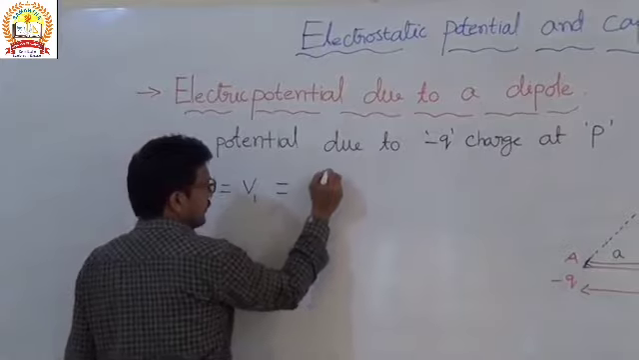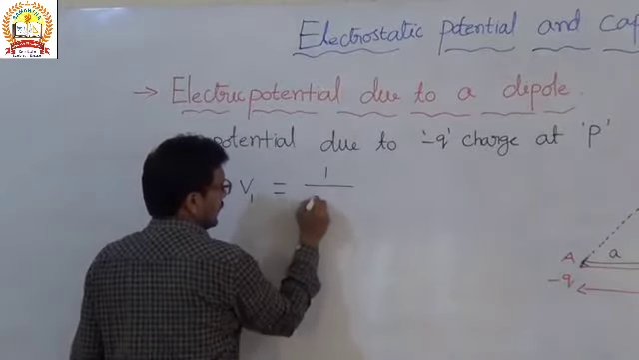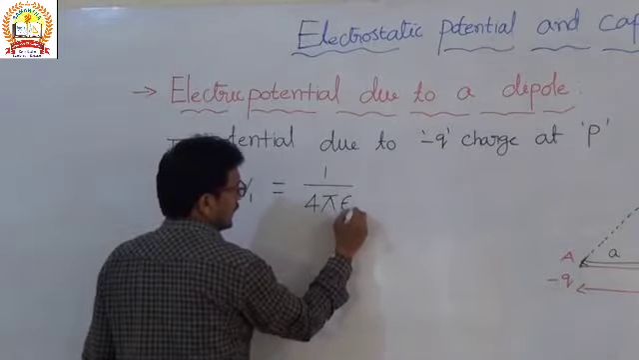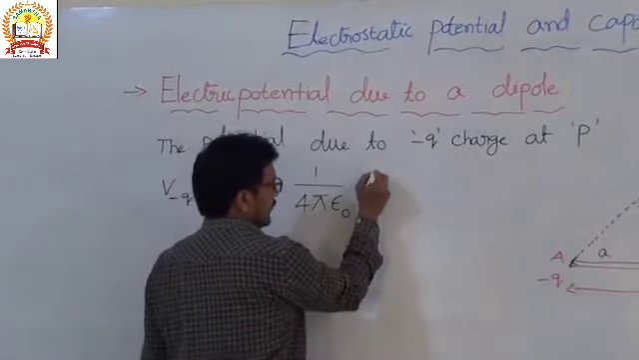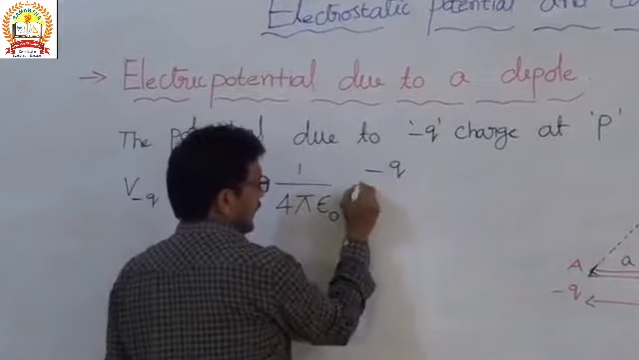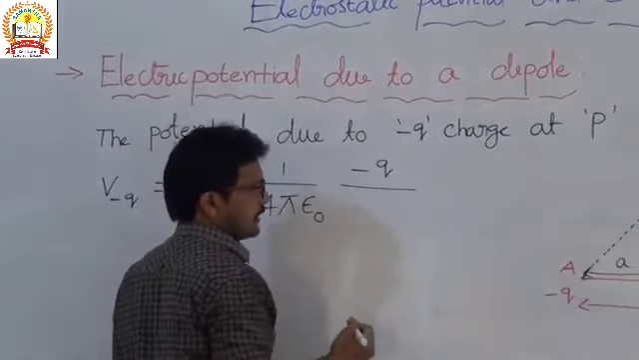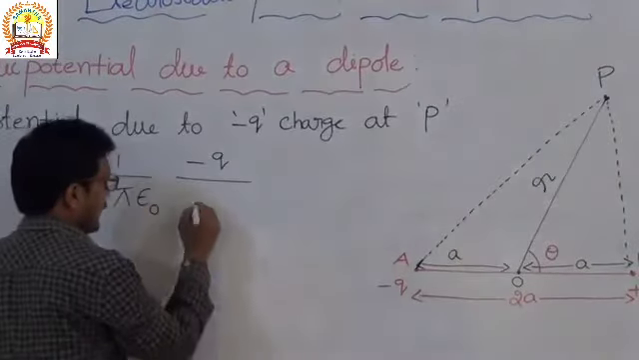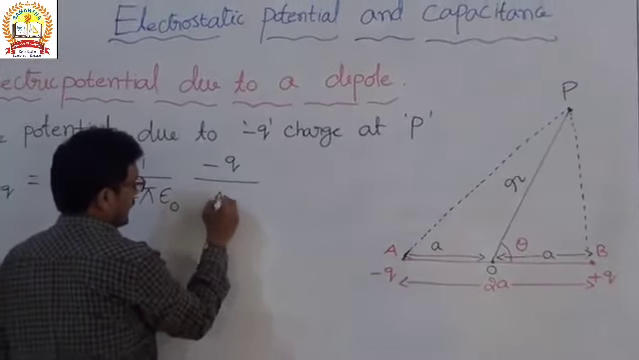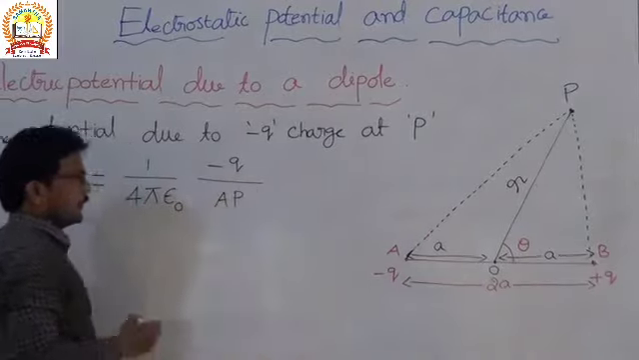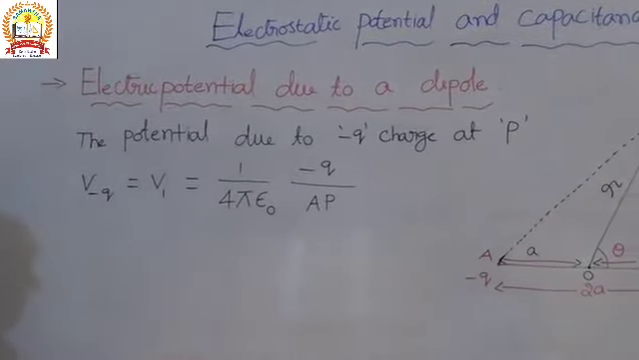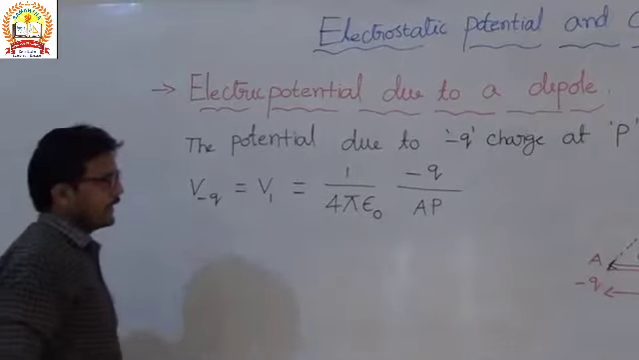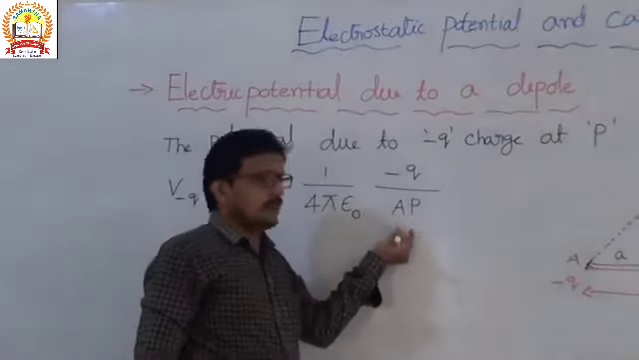V1 is equal to 1 by 4 pi epsilon naught, the charge is minus Q, divided by the distance from Q to P, that is AP, the distance from A to P. That is the potential due to the negative charge. Now we want to find the distance AP.